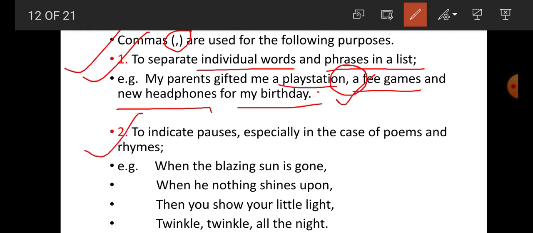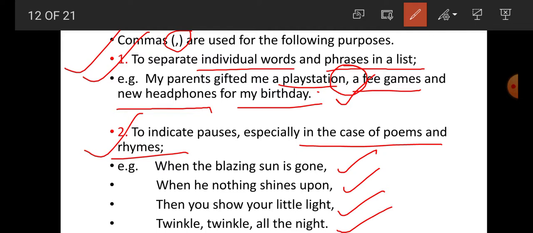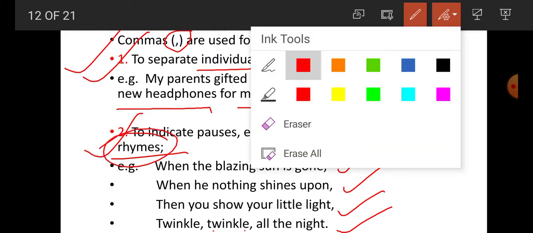Number 2, to indicate pauses, especially in the case of poems and rhymes. What is used, students? Commas are used. For example, "When the blazing sun is gone, when he nothing shines upon, then you show your little light, twinkle, twinkle all the night." Here commas are used between the lines. So students, commas are used especially for poems and rhymes also.